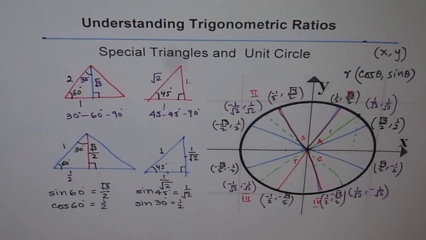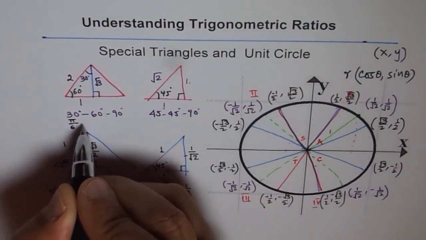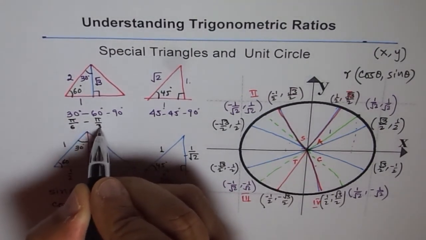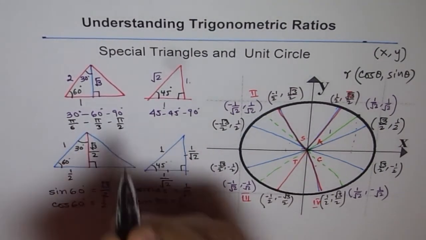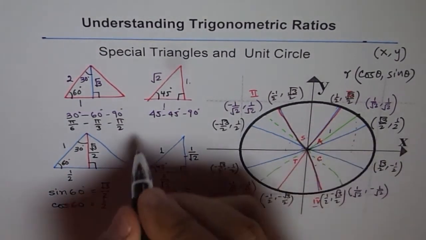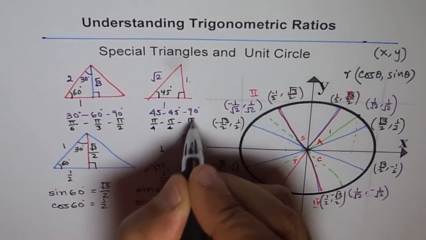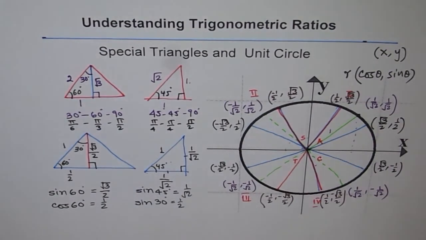If you are doing the work in radians, the angles are very similar, right? The values are the same, but the angles, instead of degrees, get translated to radians. For radians, pi by 6 is for 30 degrees, pi by 3 is for 60 degrees, and pi by 2 is for 90 degrees, correct? 45 is pi by 2 divided by 2, that gives us pi by 4. So we have pi by 4 and pi by 2 for our second triangle. So that is how it really changes, but otherwise it is the same.